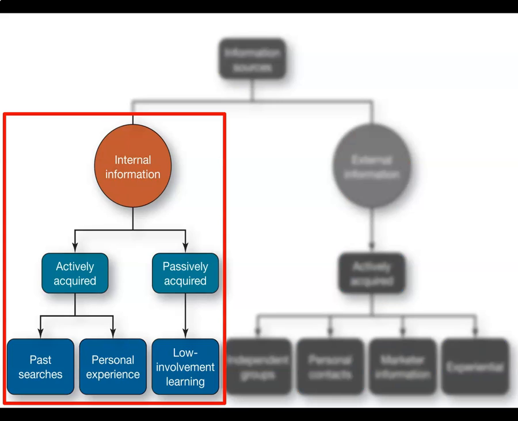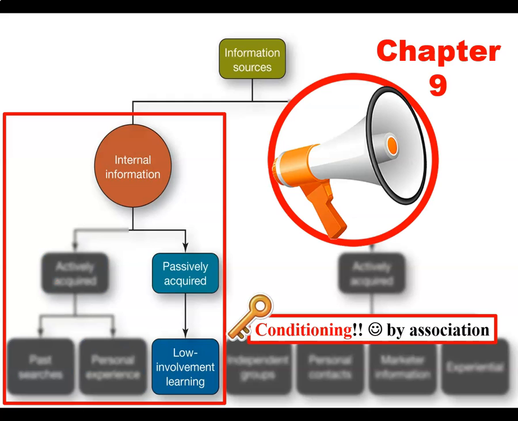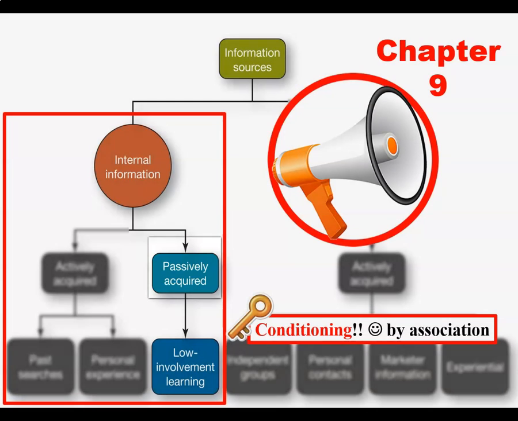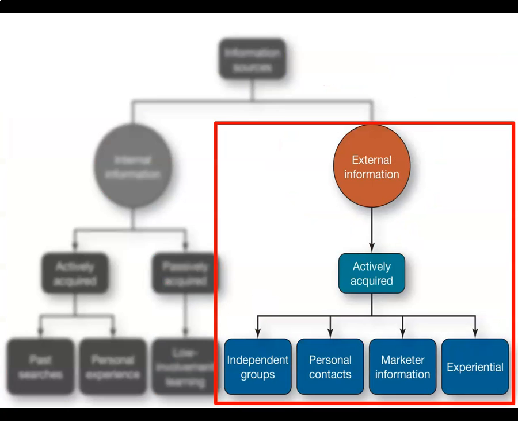Let's focus just a minute on internal information. You can see that the information is either actively acquired or passively acquired. If some bells are ringing right now, it might be because you remember what we covered in Chapter 9. Passively acquired information might be a function of conditioning. Again, this is low involvement learning. So if a brand has a positive or negative association, that information is recalled by a consumer internally. External information is always actively acquired and covers the remaining sources of information.